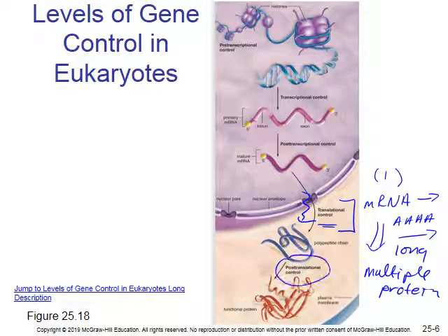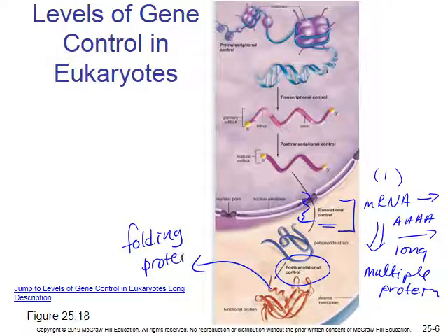And then we have post-translational control. This is where we're going to do the folding from the polypeptide to the mature functioning protein. Sometimes we're also going to add phosphate tags, so we can modify the function of the protein in this post-translational control.